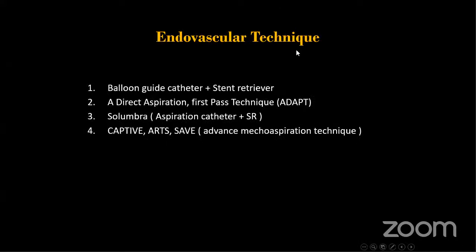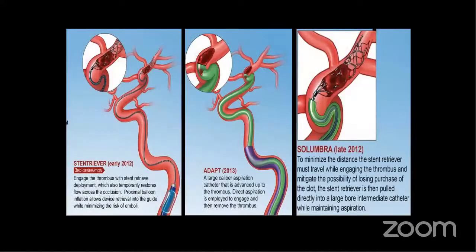Regarding the endovascular techniques for stroke, there is balloon guide catheter plus stent retriever, direct aspiration first pass technique, and Solumbra, which is an aspiration catheter plus stent retriever without flow arrest. Then there are many other techniques like CAPTIVE, ART, and SAVE. So it leads to advanced mechanical aspiration technique, which is a combined technique using balloon guide plus aspiration plus stent retriever. The goal is to have a higher rate of recanalization without increasing the risk of complication.